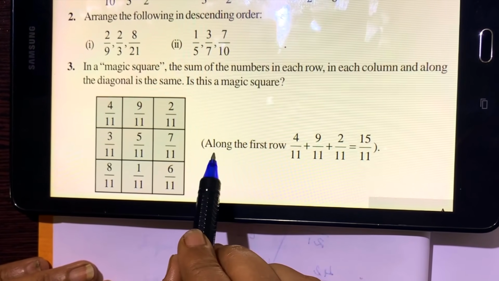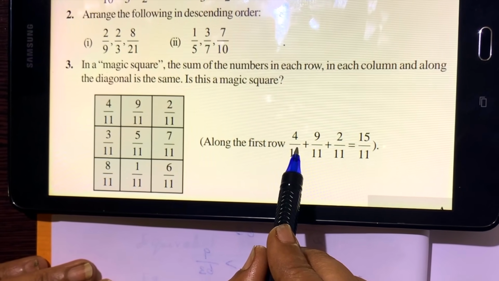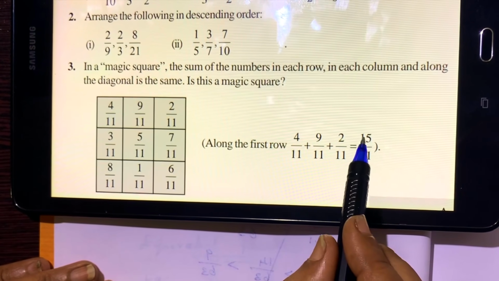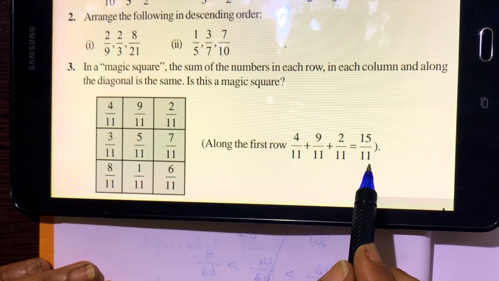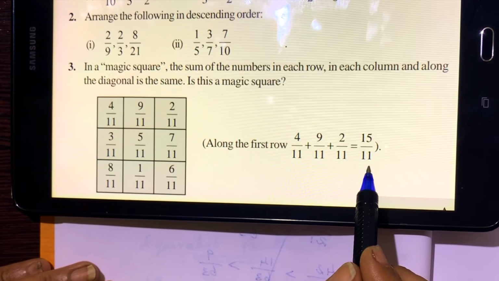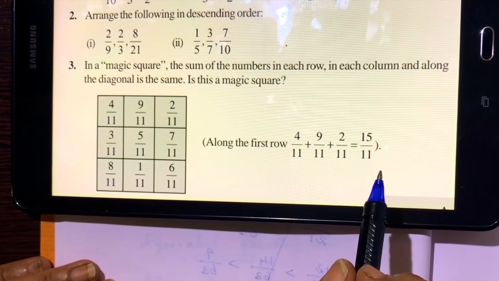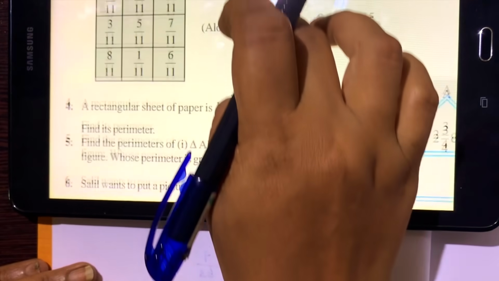In the example they have given, for the first row they have added and they are getting 15 by 11. You have to get 15 by 11 everywhere. Otherwise it's not a magic square. This you have to do on your own.